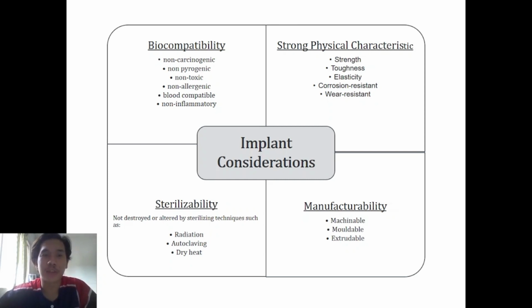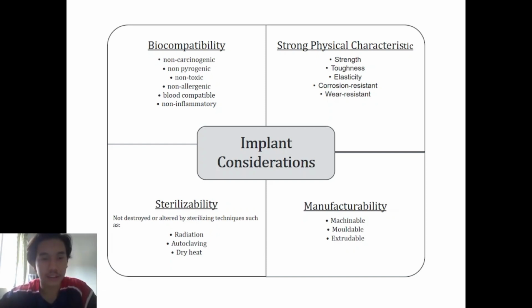First is biocompatibility, which means you need to make sure that the material is non-carcinogenic, non-toxic, and many more, so that it will not harm our body. Next is strong physical characteristics: strength, toughness, elasticity, corrosion resistance, and wear resistance, so that it will last longer.